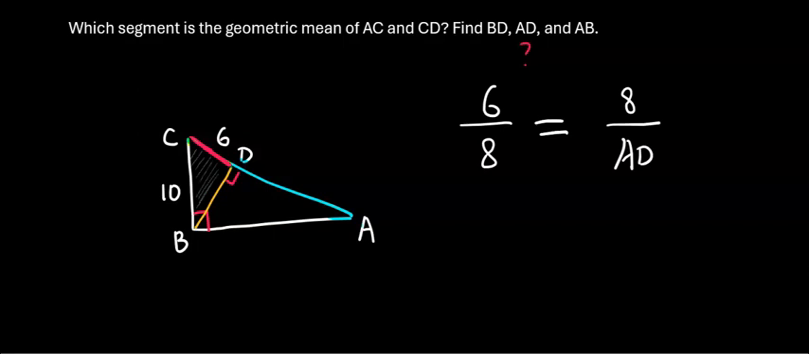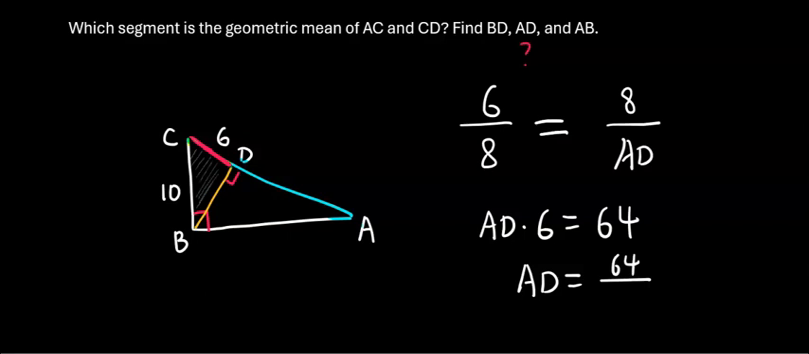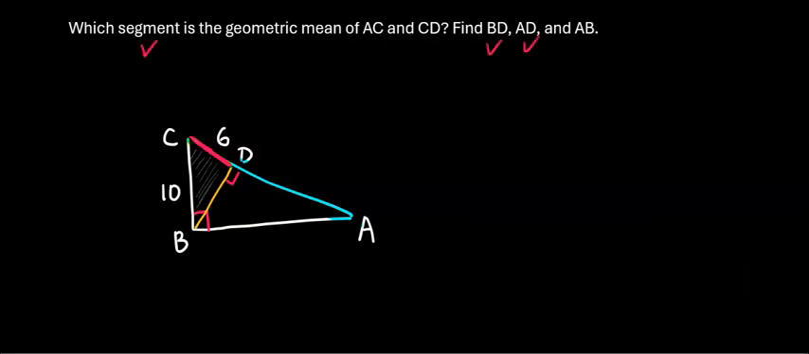Now you can use cross multiplication. So AD times 6 is 8 times 8, 64, divided by 6 each side, 64 divided by 6. It's not simplified enough, so we're going to divide by 2, and we have 32 over 3. Okay? All right, that's how we find the length of AD. All right, let's keep going.